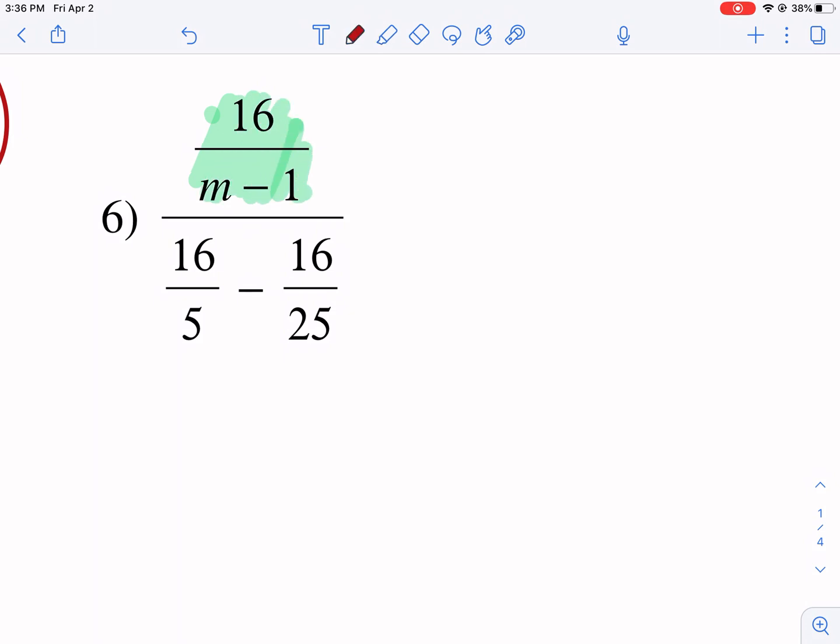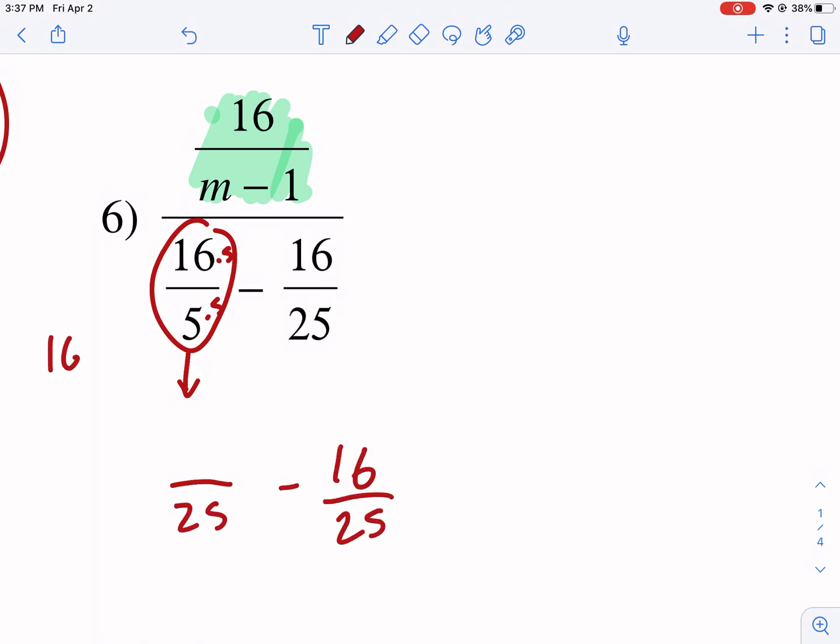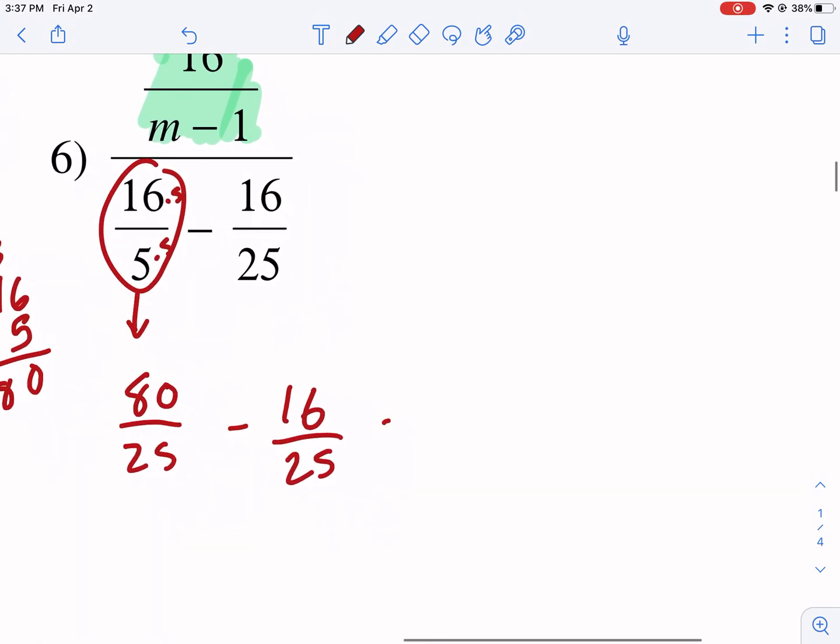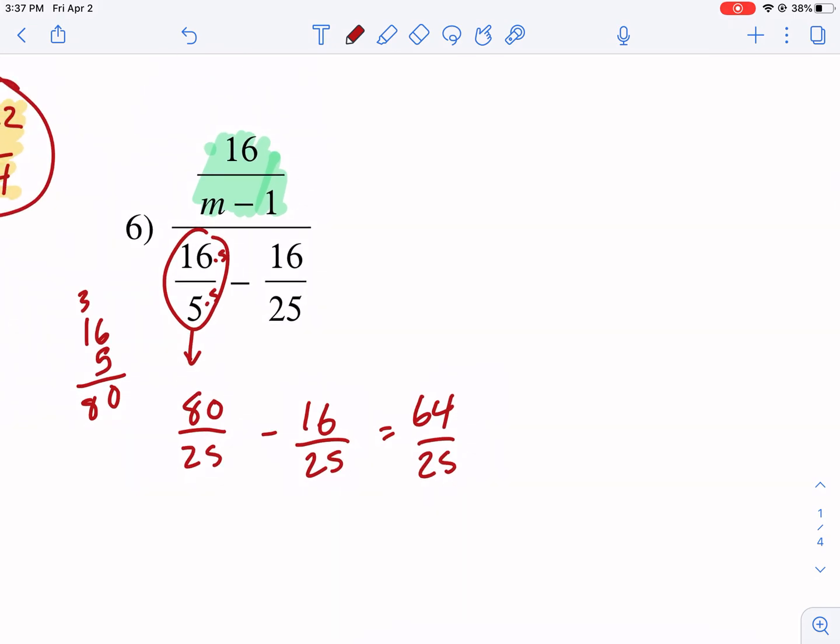Now, they don't have a common denominator in the denominator, so we need to find the least common multiple. In this case, it is 25 because 5 is a factor of 25. So really, we just need to change this guy, and we need to multiply this by 5 and this by 5. In the bottom, we're going to have 25 minus 16 over 25. This one's going to stay the same. And then we have to do 16 times 5, which I'm going to have to do real quick. 5, 8, 80. So you have 80 minus 16. That's going to give us 64 over 25. Can't be reduced. But now we have the problem, which is 16 over m minus 1.